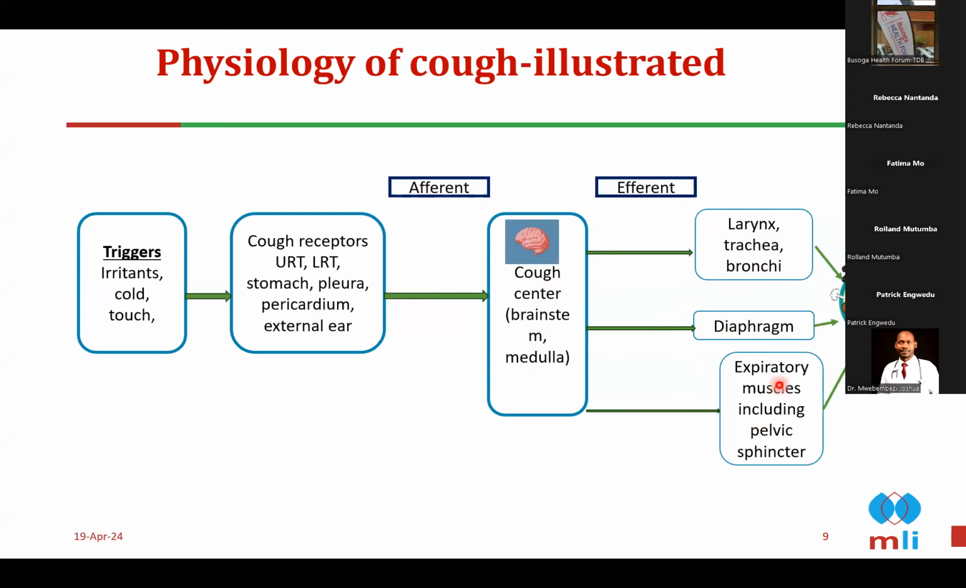And then for the spinal cord, we have the expiratory muscles, including the anterior abdominal wall, as well as the pelvic sphincter. So it's this cascade of events that eventually leads to somebody coughing for whatever reason it is. So it's that process that you go through to actually have the cough.